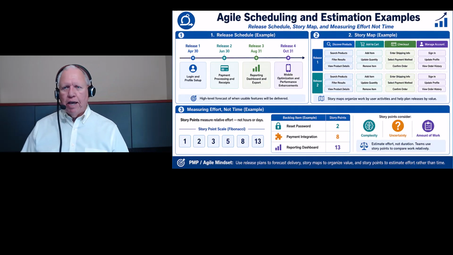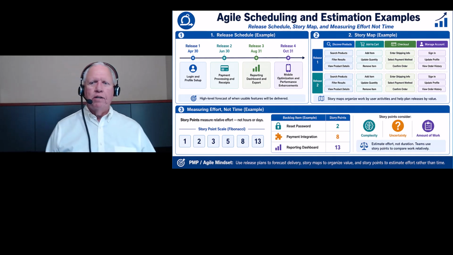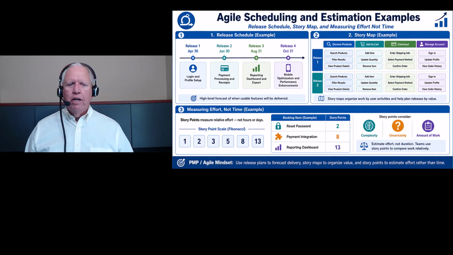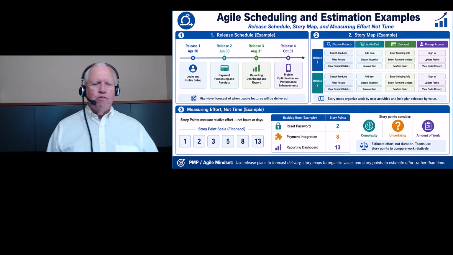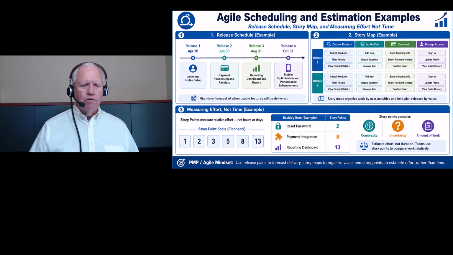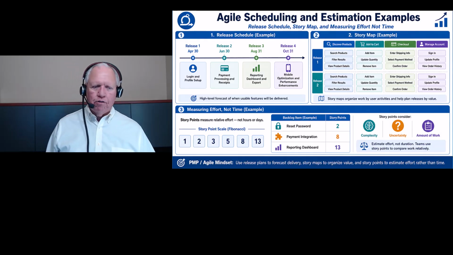And then Agile scheduling and estimation examples. So we're seeing the release schedule, we're seeing story map. You also will have number 3, which is measuring effort, not time. And so they're using a Fibonacci here. And those numbers in Fibonacci, you do want to know that it's not uncommon for them to ask you what the next number is in Fibonacci.